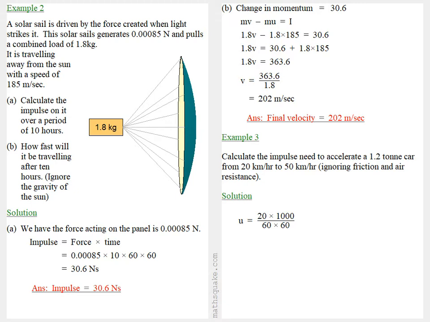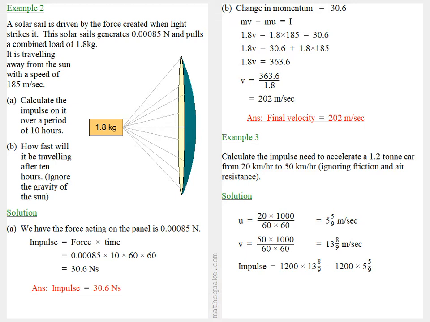So the initial speed u is 20 kilometers per hour. We multiply by 1,000 and divide by 60 times 60, and that works out to be 5 5/9 meters per second. The final velocity v is 50 times 1,000 over 60 times 60, and that works out to be 13 8/9 meters per second. Now the impulse is the change in momentum.